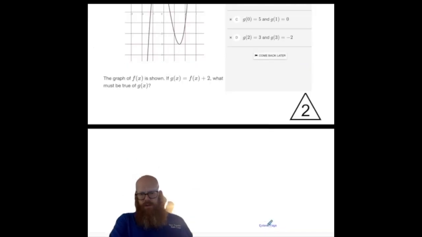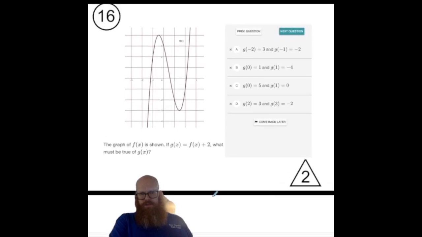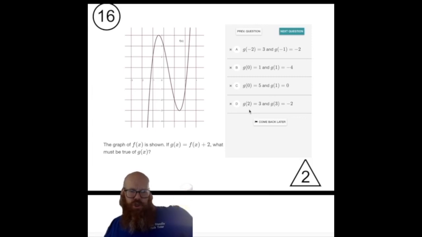All right, moving on to number 16. So here we have a polynomial graph, and g of x is this f of x plus 2. What must be true of g of x? So what that means is that it's this graph shifted up 2 units. So I think what I'm going to do with this one is I'm going to use the answer choices to kind of help me decide what's true.